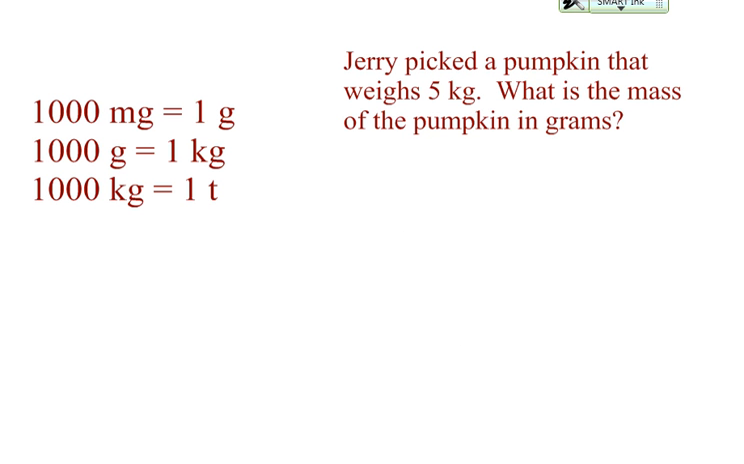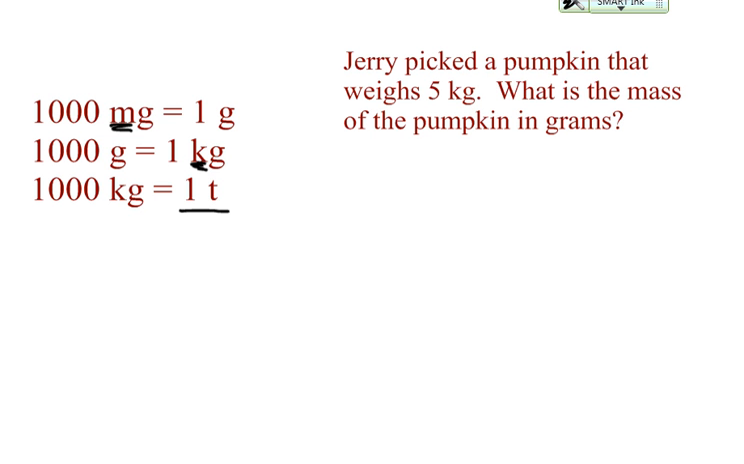Now that's the U.S. system. Of course, there is the other system, the metric system, where you have a slightly different understanding of how mass and weight works. 1,000 milligrams equals 1 gram. 1,000 grams equals 1 kilogram. And 1,000 kilograms equals 1 metric ton, just a single T there. And so we can use this information to help us solve a problem.